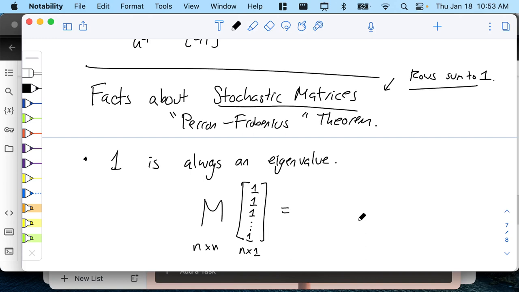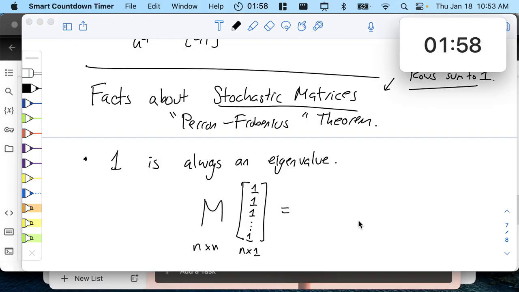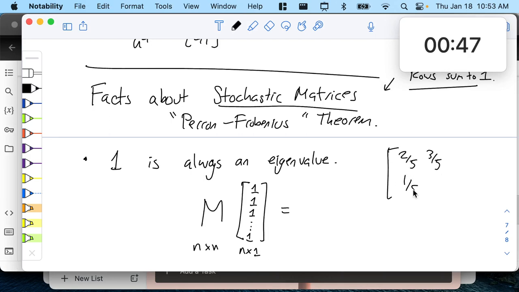All right, let's let everybody think for 1 minute. Feel free to talk to your neighbors. Tell me, what is M times 1, 1, 1, 1, 1 going to be? If you want, you could do an example. We could do 2/5, 3/5 times 1/5, 4/5 times 1, 1. What comes out, right? That's a good way to maybe see the pattern.